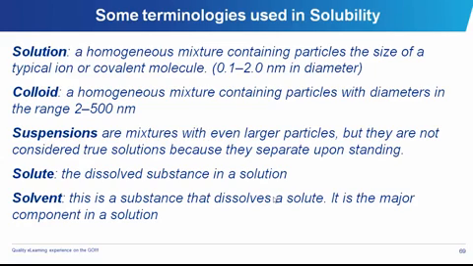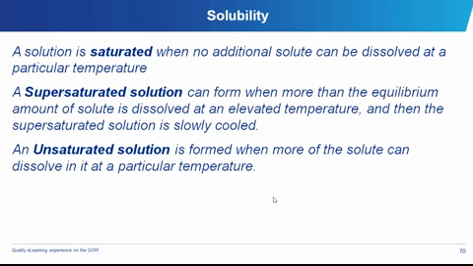Now, a solute is a substance that is dissolved in a solution, and a solvent is that substance that dissolves the solute. A solvent is usually the major part of the solution. A solution is said to be saturated when an additional solute cannot be dissolved in it at a particular temperature, which means the ability of a solvent to withhold a solute is dependent on temperature.